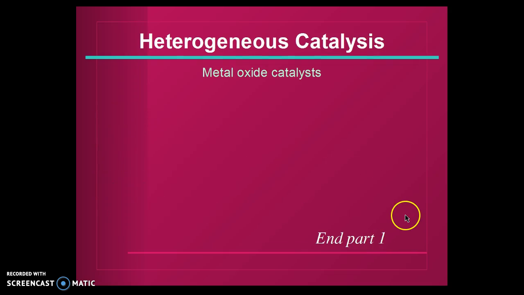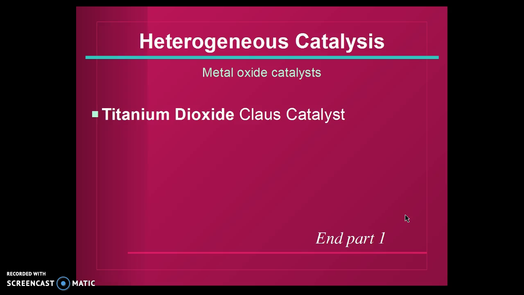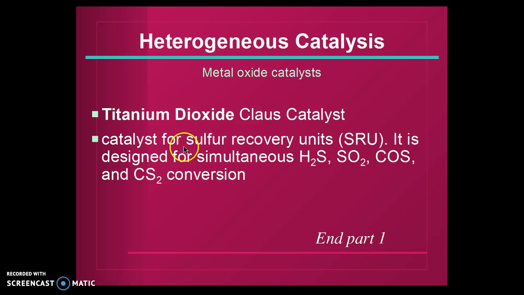Metal oxide catalysts are often used. Titanium dioxide is called the Claus catalyst, and sulfur recovery units are gotten from there. It's designed for simultaneous conversion of hydrogen sulfide, sulfur dioxide, and two others that come out of, for instance, coal burning plants.